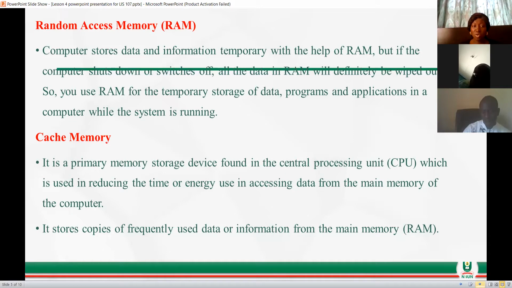Now cache memory is also another primary memory and can also be found in the CPU, which is the brain of the computer. What cache does is that the data that is being used frequently, it stores it, and it also reduces the time that is used in accessing data from the main memory of the computer. I want to break down this cache memory for us in a very simple form.